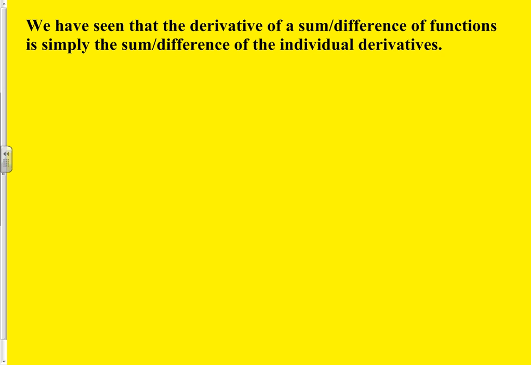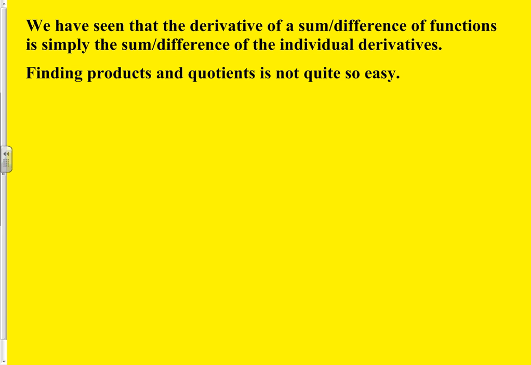Okay, so we've already seen sum and difference rules, and we learned that those are really not all that complicated. However, products and quotients, not nearly as simple.